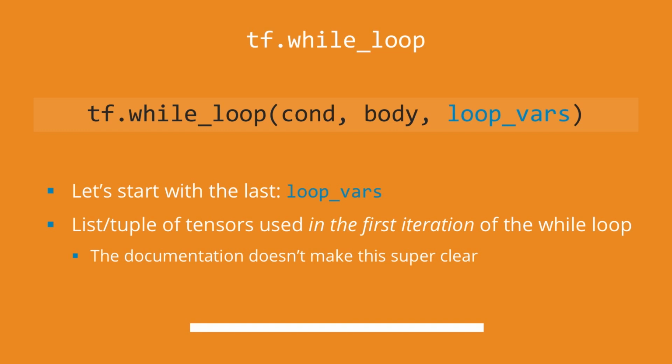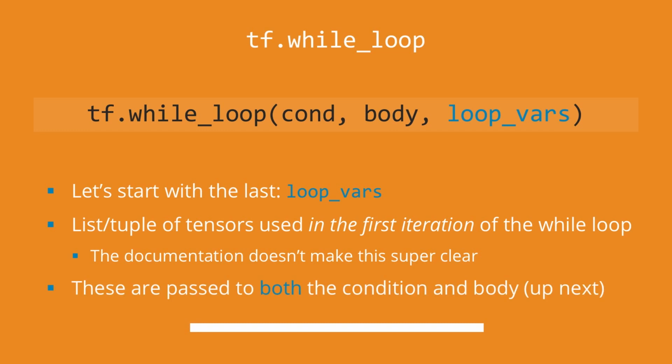So the loop variables argument is a list or tuple of tensors that are used as inputs to the first iteration of the while loop. The documentation doesn't make it super clear that this is the first iteration input. But basically, you're going to have a counter if you have this, as well as the inputs to the body. These inputs are passed to both the condition and the body. So you're going to have both your counter as well as your body inputs in the loop variables.